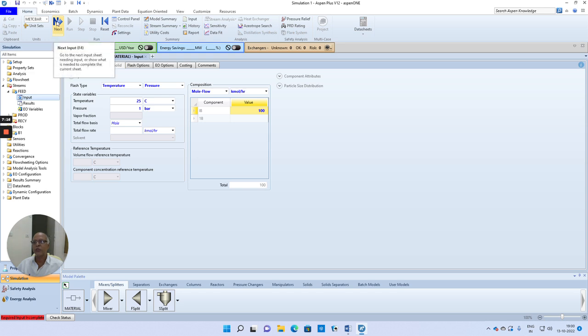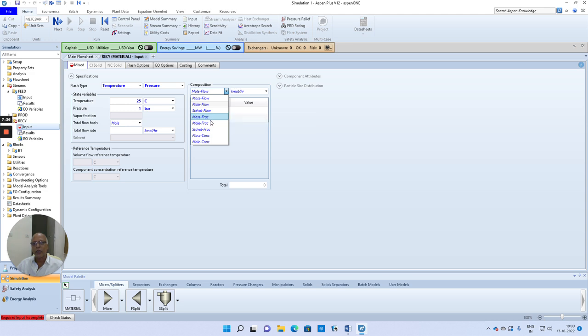Similarly, go to the next input screen. Now it will be asking information with respect to the recycle. Again, you can assume whatever may be the temperature and pressure. And we know the mole fraction, the composition of this recycle stream, which is given in the problem statement as 80% isobutane and 20% isobutene. Right? Now you can see this red dot is still on. That means the required input is not complete.